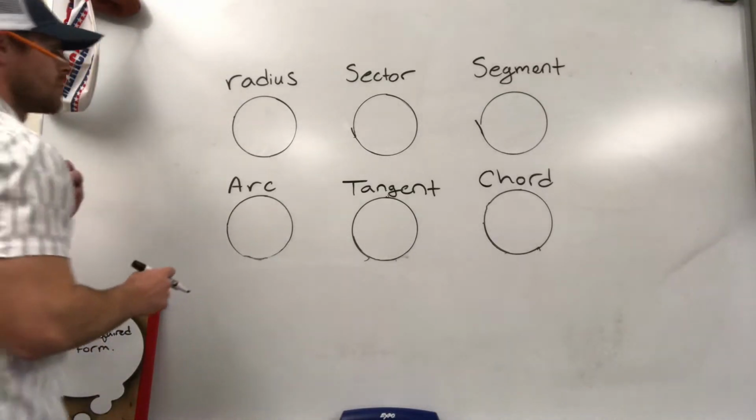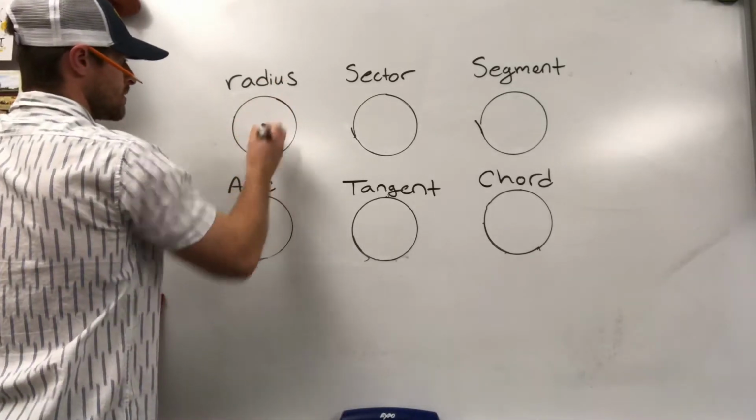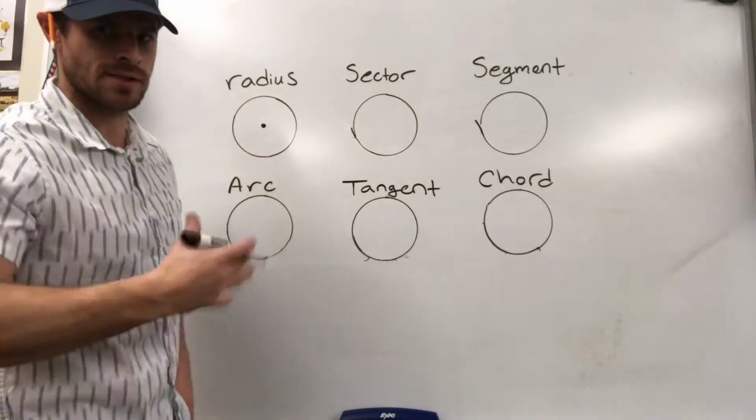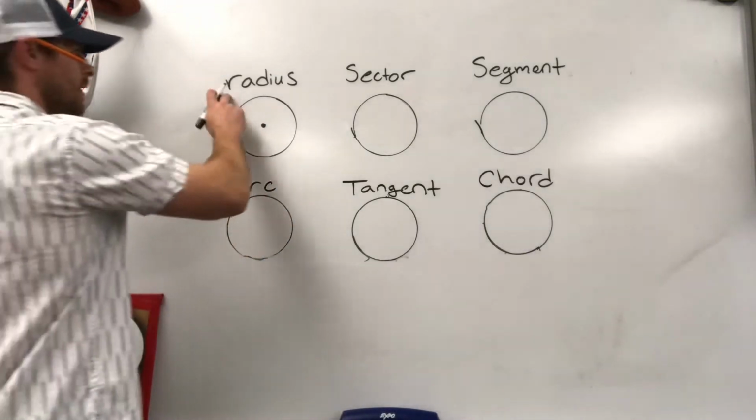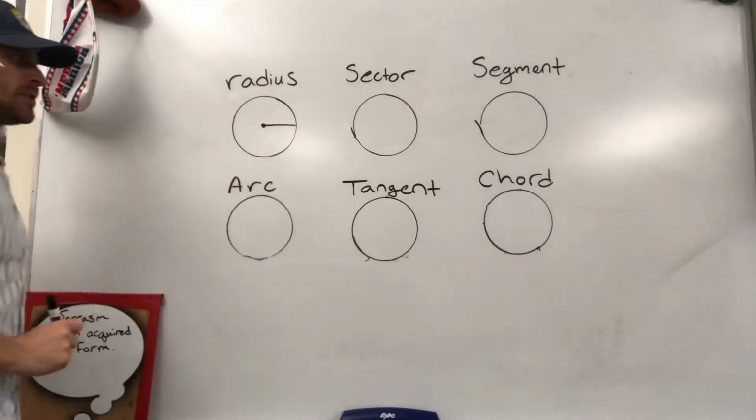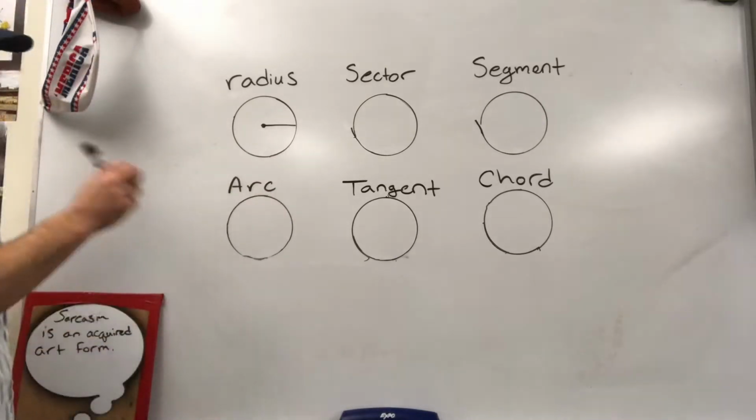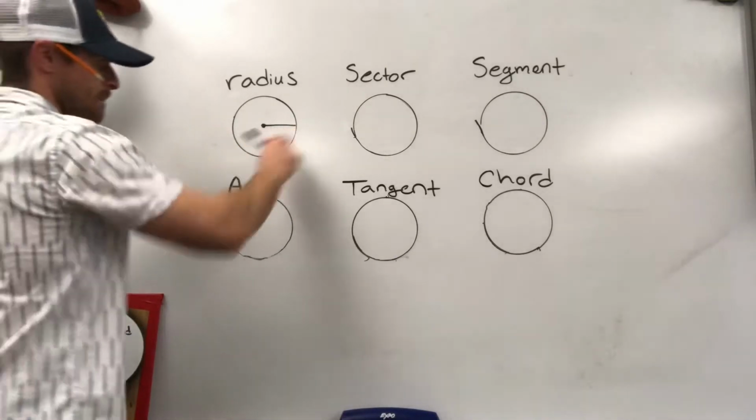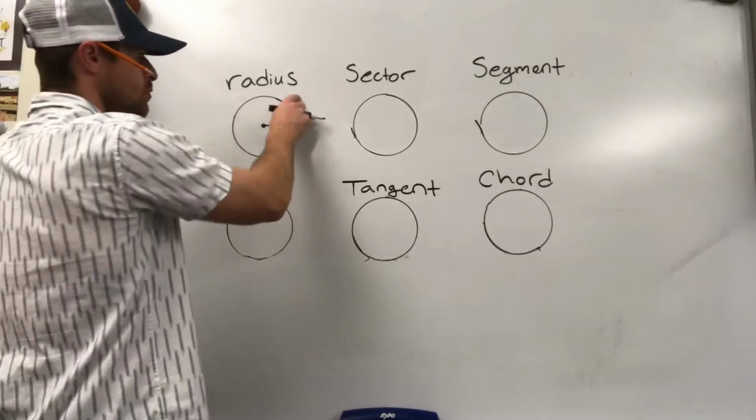Okay, so first and foremost, let's talk about the radius and the center. So the center, I think most people already know, the center of a circle is the very center of the circle. A radius goes from center to the edge. So center to the edge of the circle is the radius. So halfway.